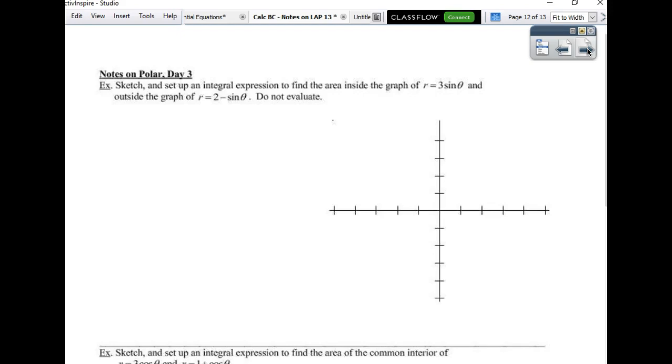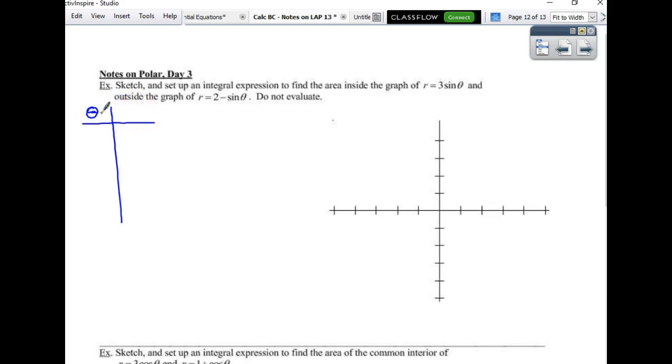We're going to sketch and set up an integral expression to find the area inside the graph of 3 sine of theta and outside of the graph of r is equal to 2 minus the sine of theta. Which means we need to be able to graph these. Now, one of these we're going to have to actually know the graph of. The other one we're going to have to do the whole theta thing. So we've got some options.